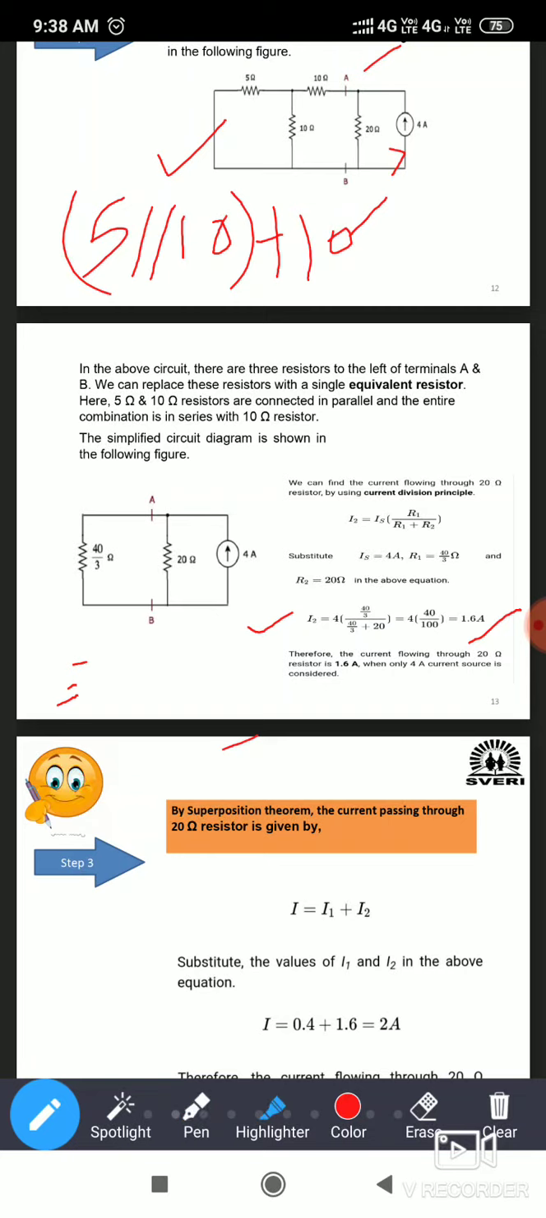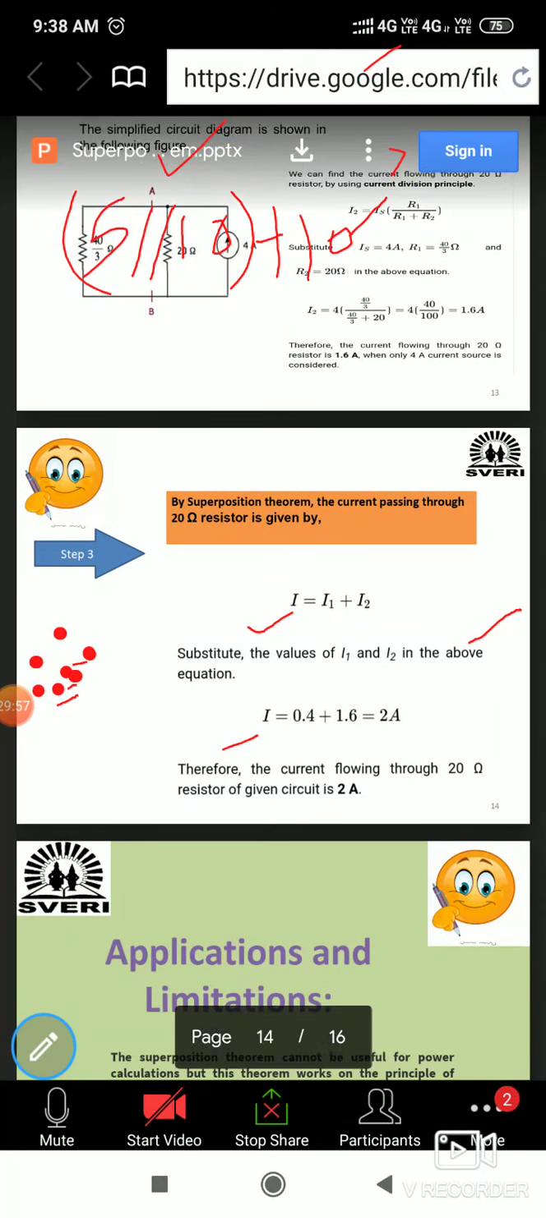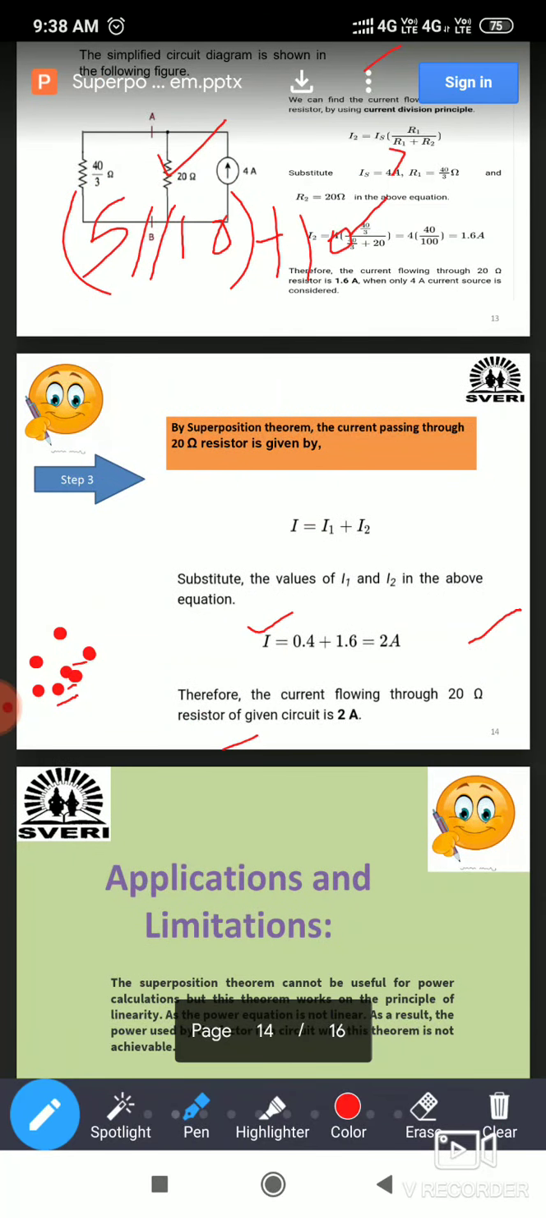Okay, now next one. As only two sources are present here, we can finally add by the superposition theorem. By adding these two responses, I is equal to I1 plus I2, where I is the current passing through 20 ohm, given by the superposition theorem. So I is equal to 0.4 plus 1.6, that will give 2 ampere. So this will be the final answer. The current flowing through the 20 ohm resistor is 2 ampere.